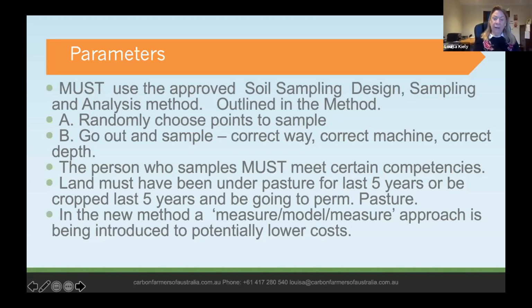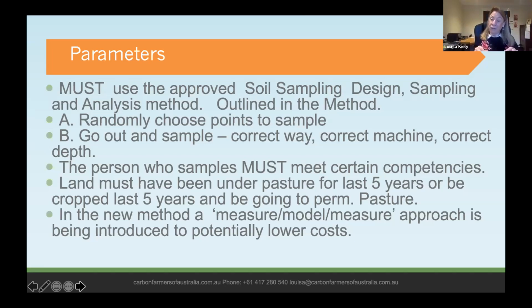The new method has a measure, model, measure approach. In the effort to reduce the barrier, which is soil carbon testing, one barrier because of the expense and the random nature of it, a certain person has to do it. They have a big rig on the back of a ute or on a trailer, and you have to bring them to your project area. They do the job, send the samples off and get them tested. Digging holes is not the cheapest way, and yet it's the most accurate way.